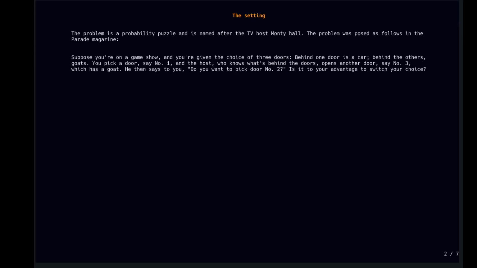Suppose you're on a game show and you're given the choice of three doors. Behind one door is a car, behind the others are goats. You pick a door, say number 1, and the host, who knows what's behind the doors, opens another door, say number 3, which has a goat. He then says to you, do you want to pick number 2? Is it to your advantage to switch your choice?